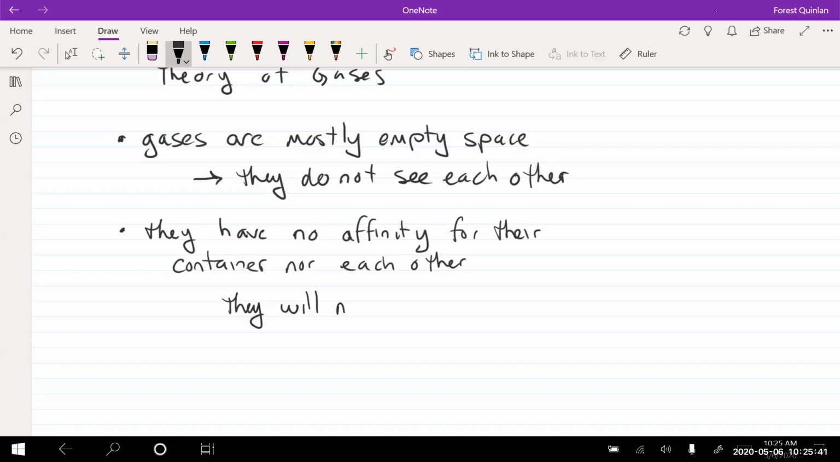They will not stick to it. Now that's good, because if it did stick to it, it would cease to be a gas. Think about your cold soda on a hot day, those water molecules in the air sticking to that side of that glass. Yeah, they're no longer gas anymore. They're droplets.